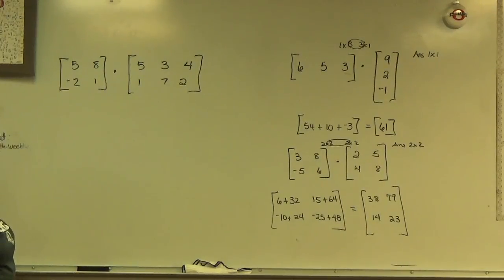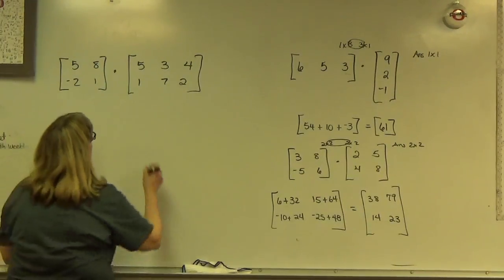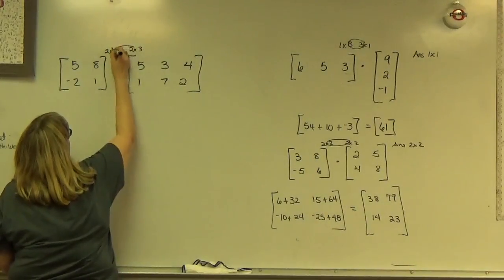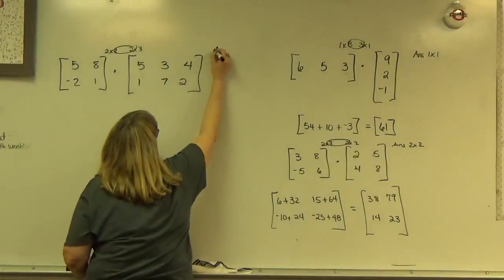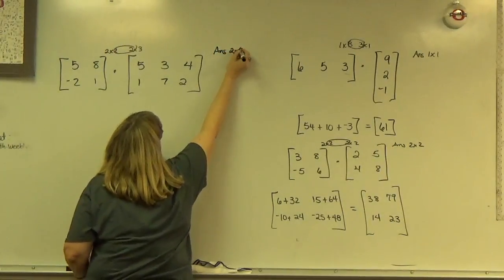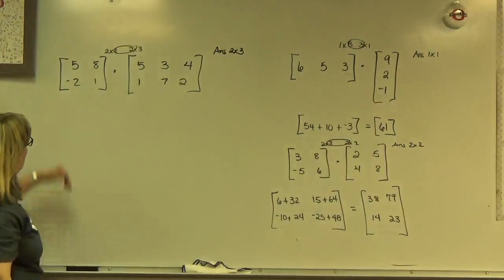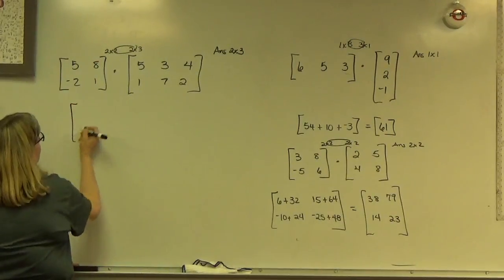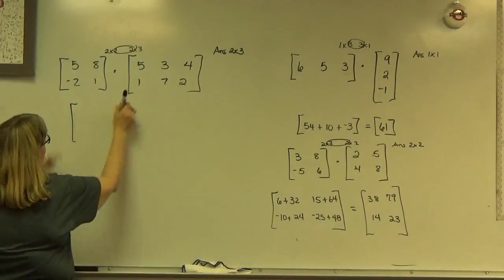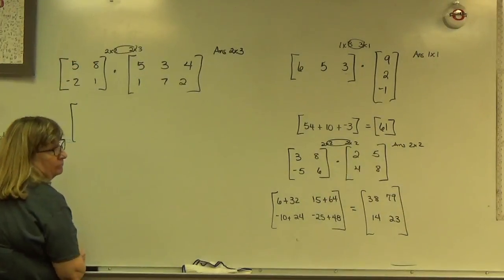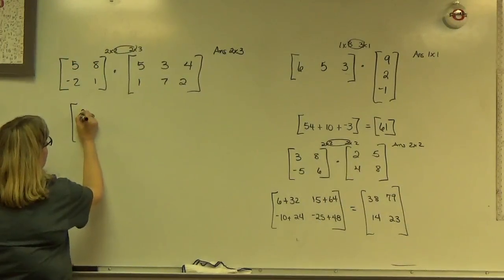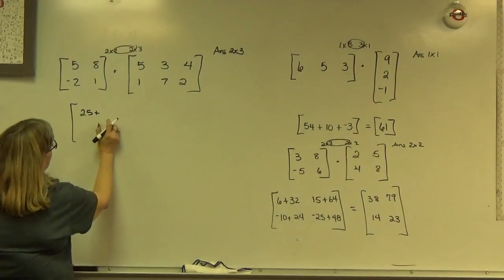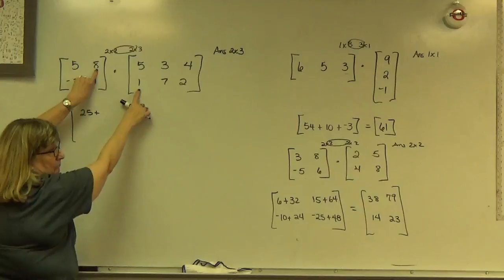So what are the dimensions of the first one? 2 by 2. And the second one? 2 by 3. Can we multiply? Yes. And what will our answer be? It'd be a 2 by 3. Okay. Aaron, you're gonna get first row, first column. Okay. 25 plus 8.